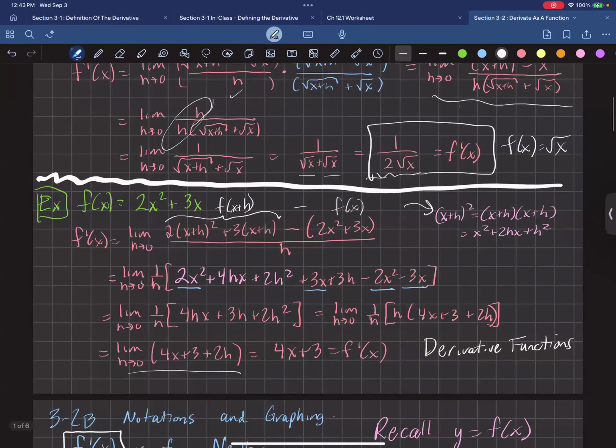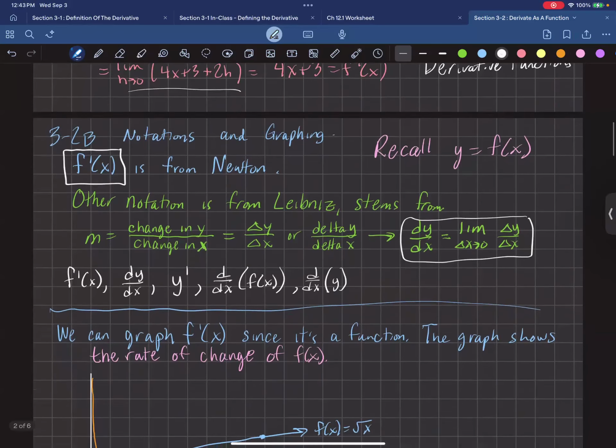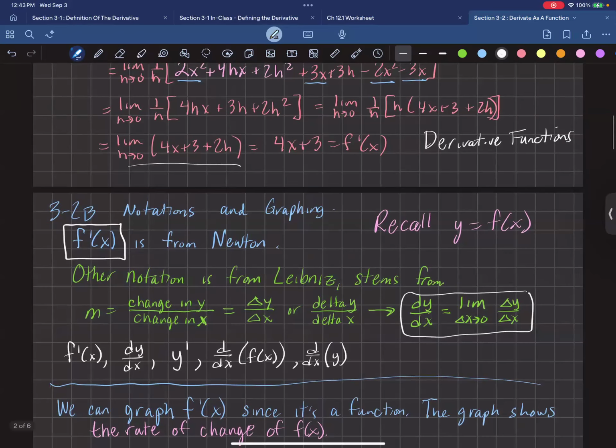That was really quick. I'm going to go on and do notation and graphing at the same time. Isaac Newton came up with f prime of x, but there was another actor on the scene at the same time, Leibniz. And he came up with a different notation. It's based on the slope. The slope is a change in y over a change in x, and we use this triangle symbol for change in.